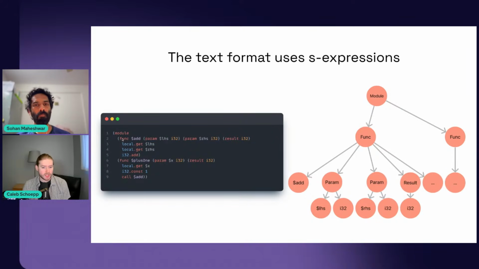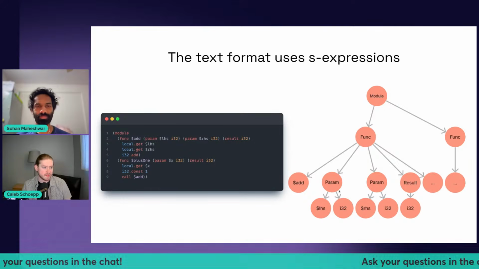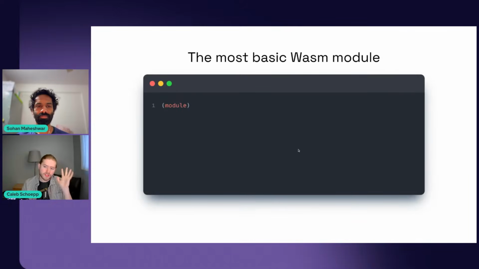An S expression is parentheses, and then you've got the node, the root of the tree, as the first thing. So module is the root of the tree, and it has two children, this tree and this tree. Then func is the root of this tree, and so on. It goes on and on. This is how we build up this representation: modules have functions, functions have names, parameters have types and names, etc. That's all I'll say about S expressions, but it's a cool aside.